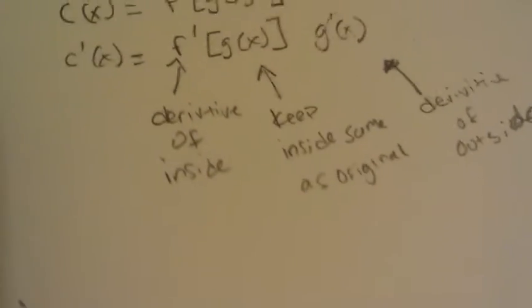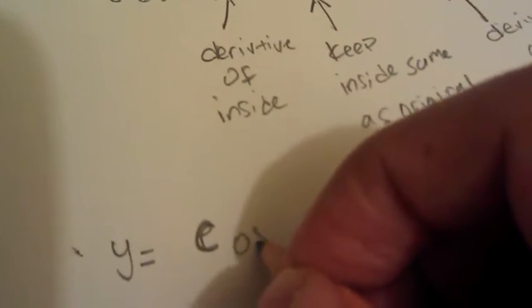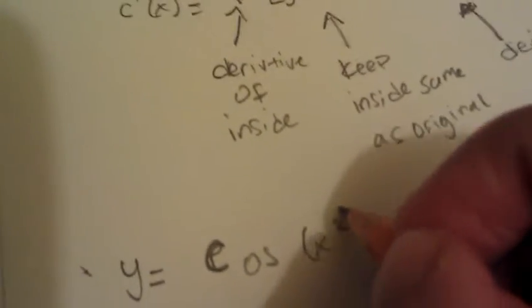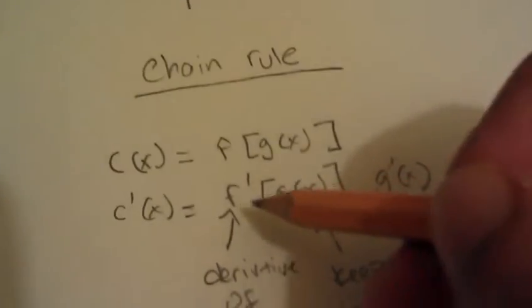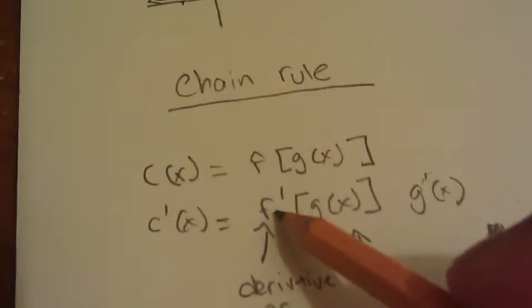So let's do an example of this. We can do this one right here: y equals cosine of x squared. Let's follow the rule. This is the f, and this is g of x. As you can see, the rule says f first. So for y prime, we need the derivative of f first.